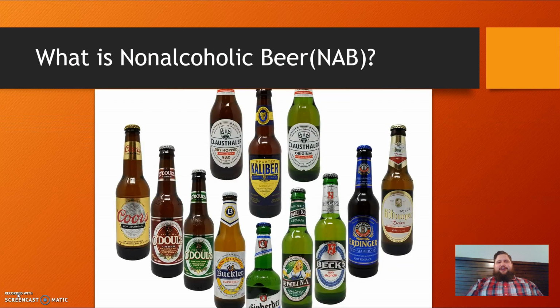May I ask, what is non-alcoholic beer? Simply, it's beer that is made with a concentration of alcohol less than 0.5% by volume. Here are a couple of lists of examples that you may have seen that are popular amongst the crowds now.